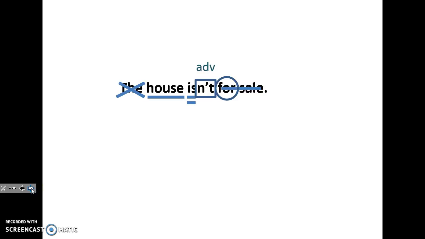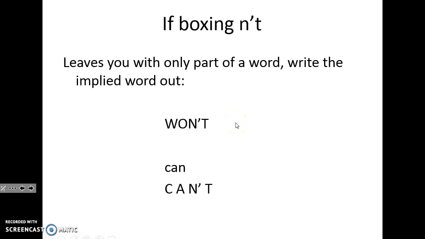But sometimes when you form a contraction, you end up with something that doesn't quite make sense. If you take away the N'T here with won't or can't, you'll want to write the rest of the word out. Here, box out your adverb, and the implied word with won't is actually will. Again, remember, not reverses the meaning of that verb. So, will is the opposite of won't. Here, we've already got can above can't.